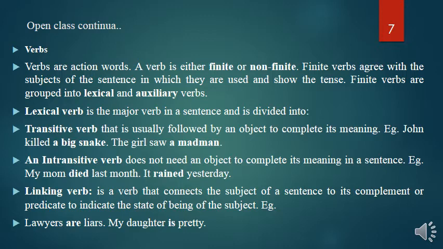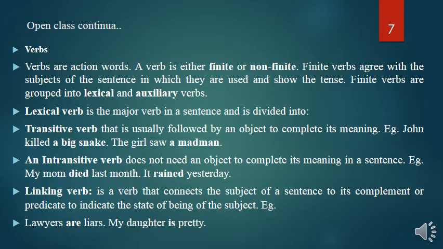The object is the receiver of an action. When you say John killed what? A big snake. A big snake is the object of the sentence. So a transitive verb is a verb that has an object, that is any sentence that has a receiver of the action in that particular sentence is what is called transitive verb.